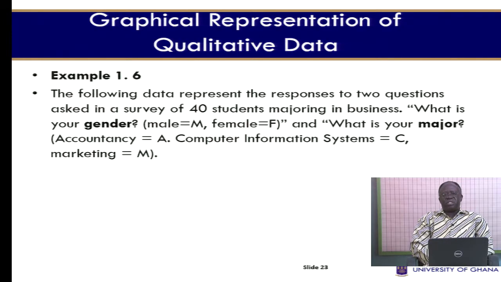What is your gender? This is a categorical variable, you remember. Male or female. And what is your major? Accountancy, computer information systems, or marketing. This is also a categorical variable. So we have two categorical variables here: gender, male or female, and major, accountancy, computer information systems, and marketing. So this is the distribution.